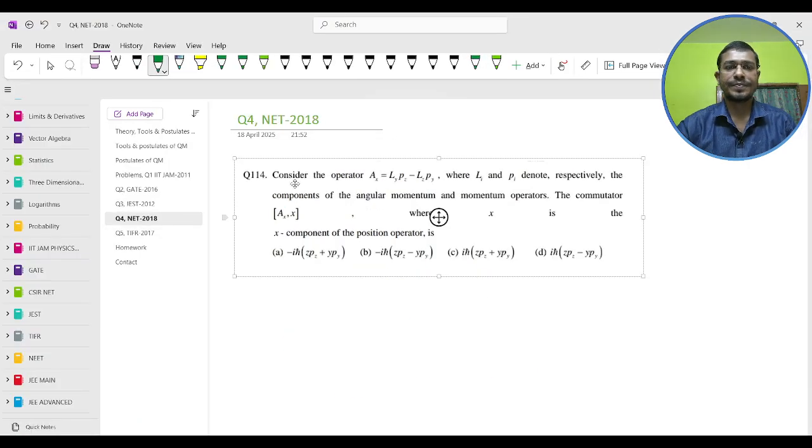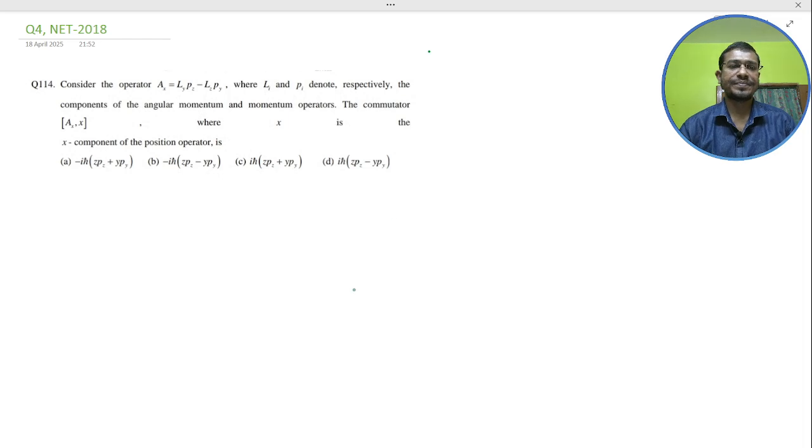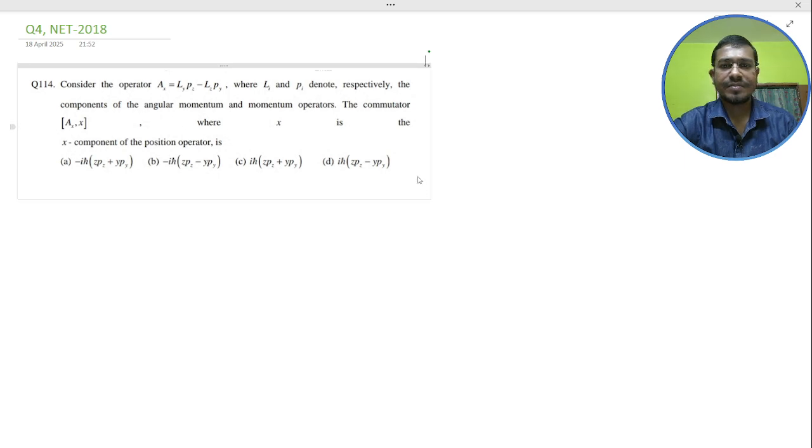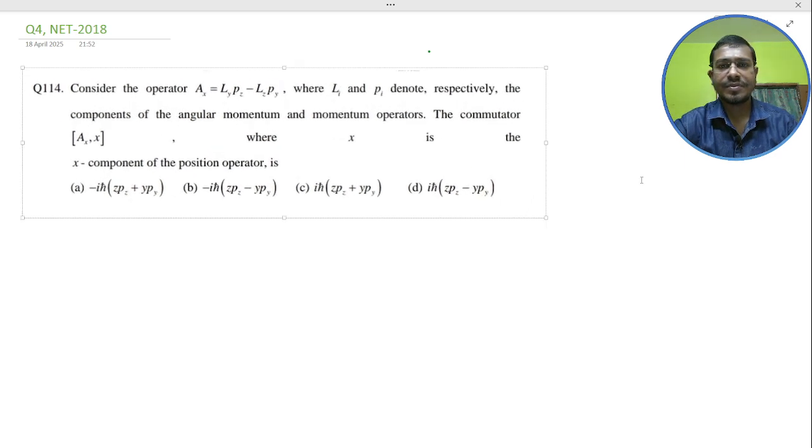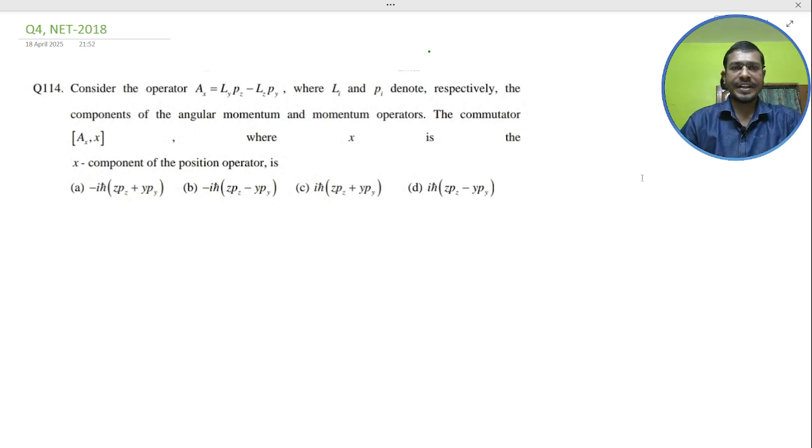Number 4, CSIR NET. Consider the operator X equal to Ly Pz minus Lz Py, where the Li, Pi denote respectively the components of the angular momentum and the momentum operator. The commutator of X with x, where x is the x component of the position operator, should be what?